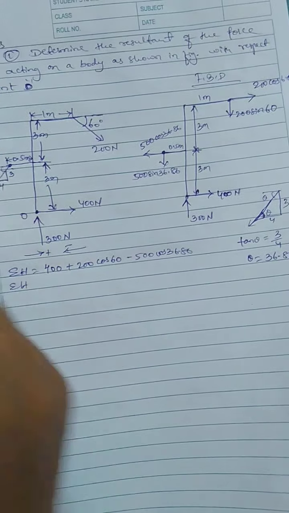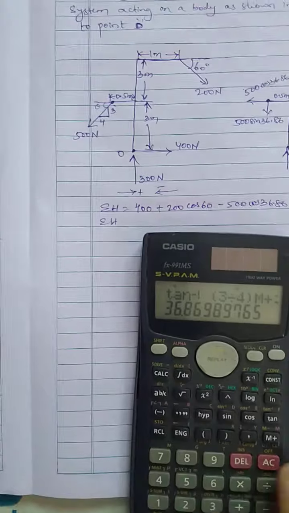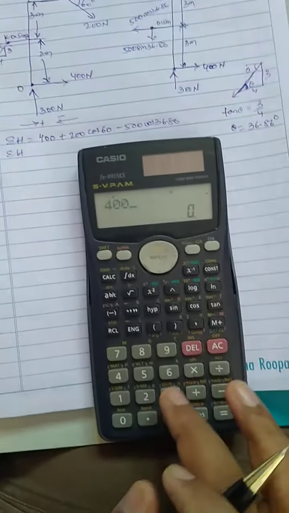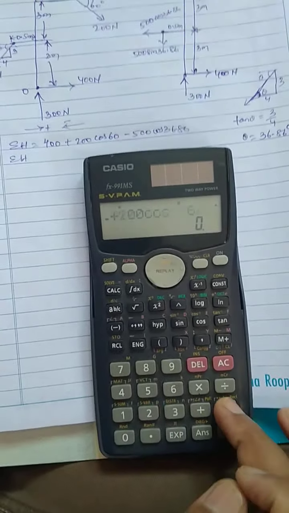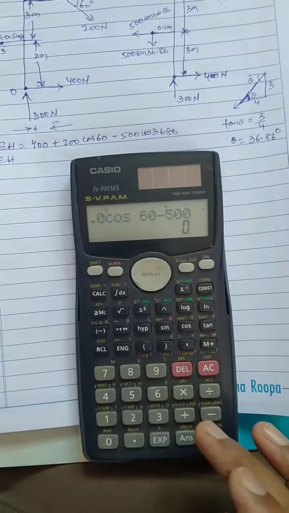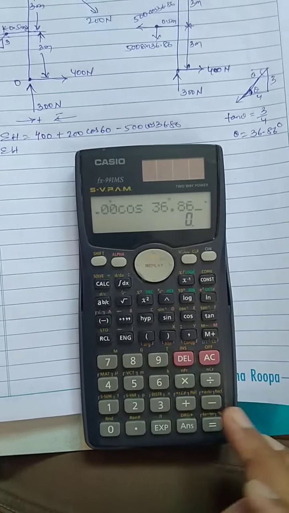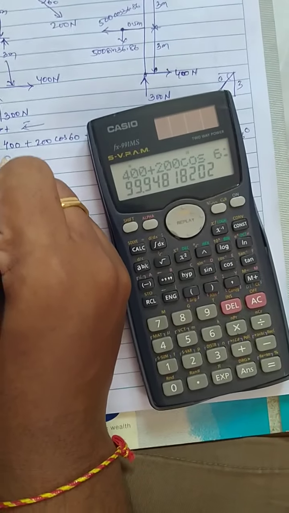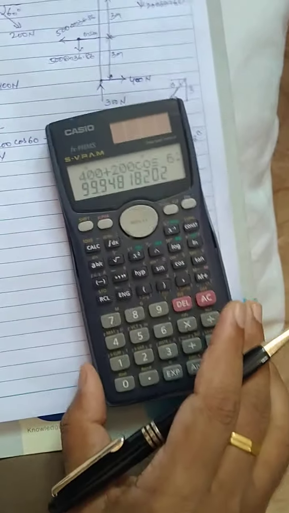Now summation of H, I will make use of the calculator and work out: 400 plus 200 cos 60 minus 500 cos 36.86. It comes out to be 99.94 Newton.